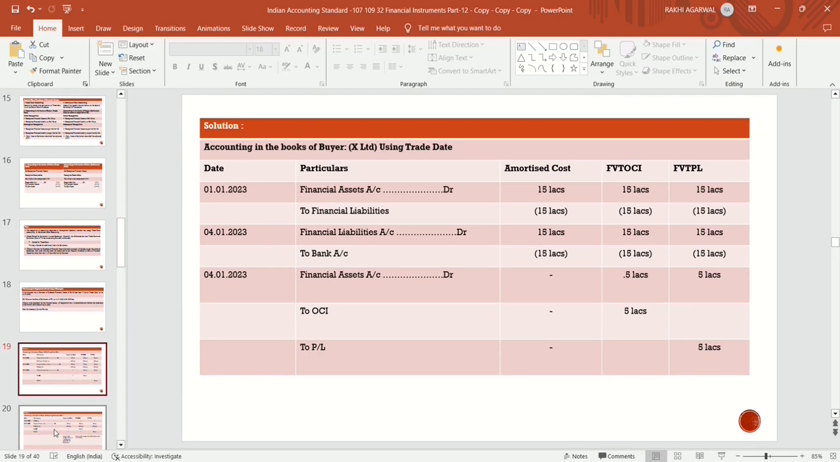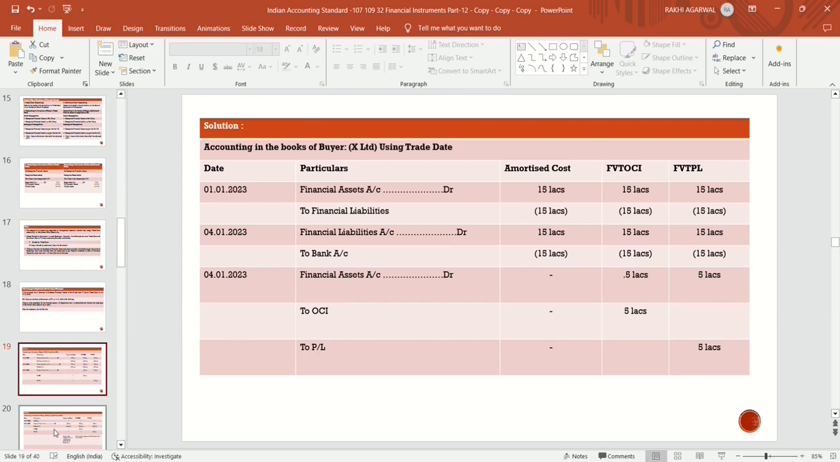Suppose the buyer is purchasing a financial asset on 1st January 2023. Because there is a recognition process, that is, at amortized cost, at FVTOCI and FVTPL. So, on the trade date they will account; if they are following amortized cost, it will be accounted as per amortized cost. If they are following FVTOCI, then it will be recognized at FVTOCI, and if they are following FVTPL, then it will be recognized at FVTPL. So, we are explaining three recognition processes.